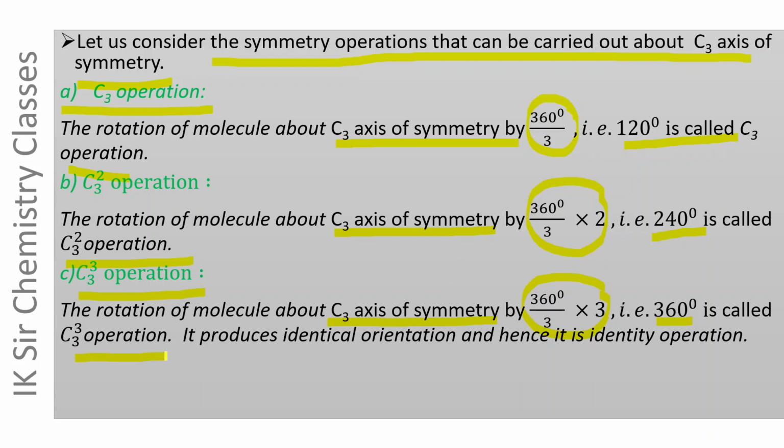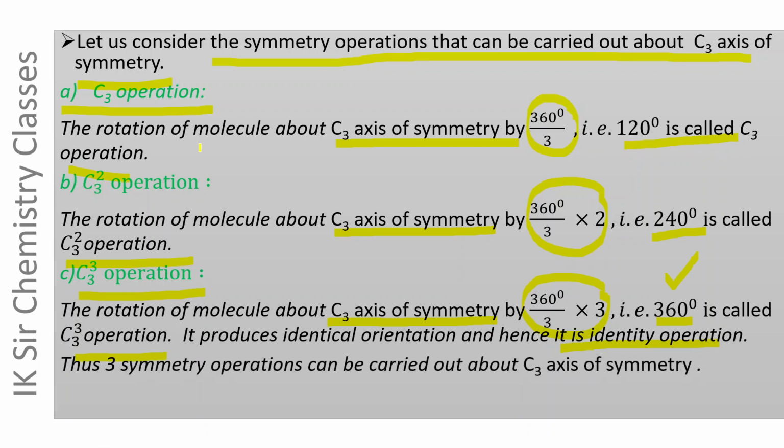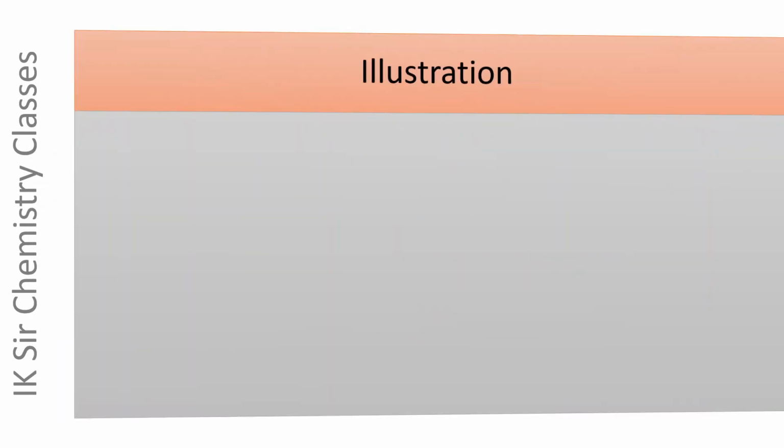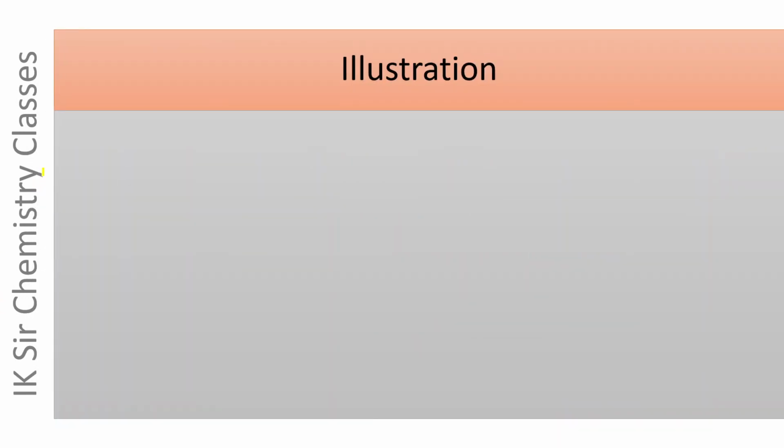And we already know that the rotation of any molecule about any axis by 360 degree produces an identical orientation, and hence it is identity operation. Thus, 3 symmetry operations C3, C3 squared and C3 cubed can be carried out about C3 axis of symmetry. In general, n symmetry operations can be carried out about Cn axis of symmetry. Let us illustrate it diagrammatically.